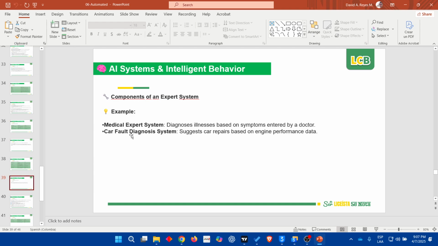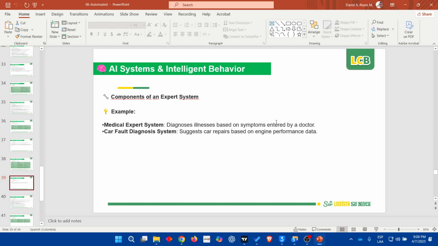An example: a medical expert system diagnoses illness based on symptoms entered by a doctor. Let me give you an example. What do you feel today? Okay, I have, I don't know, cough. I have a throat ache. And the doctor is going to put everything in a system, and the system is going to say your patient, your client, has flu. Yeah, just putting information inside the system.